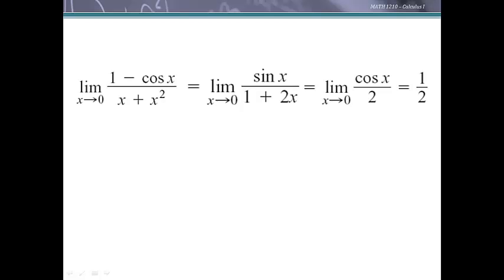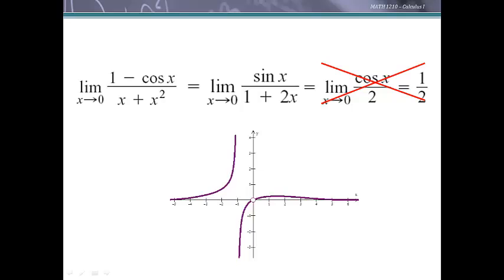Okay, easy to directly evaluate that. Cosine of 0 is 1 over 2. This is the wrong answer. So I want you to look at that for a minute and see why. I'm just telling you it is, but let's see if you can look at what I did and figure out what I did wrong. What I did wrong was I incorrectly used L'Hopital's rule because this is not indeterminate.